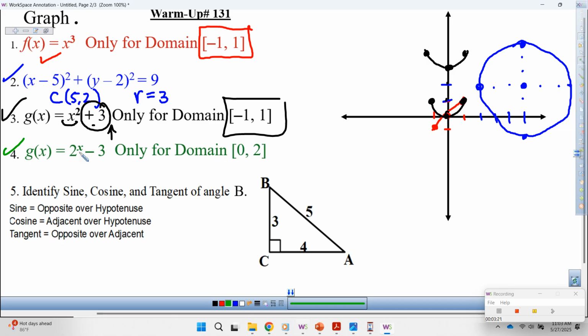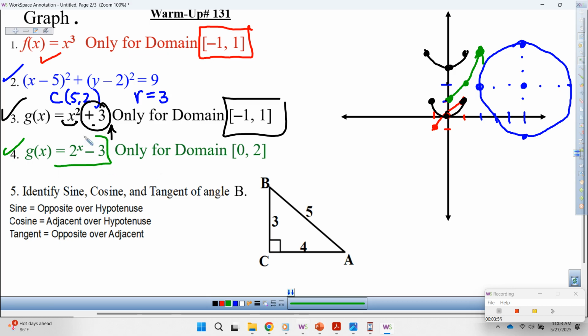And number 4. It's an exponential. 2 to the x, and then at the end -3. So 2 to the x is right here. It's at 0, 1, and 1, 2. This is the original one. But they only want us to use the domain 0, 2. So it's 0 to 2. So it would be 2, 4. 1, 2, 3, 4.